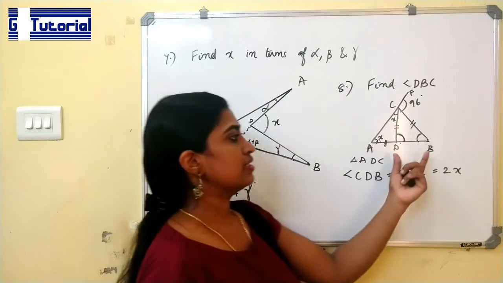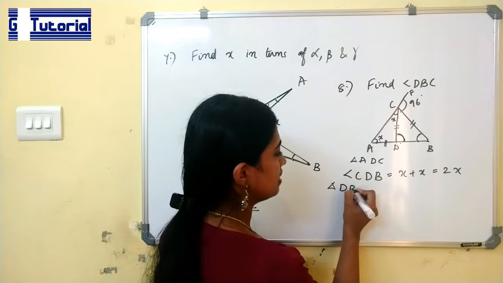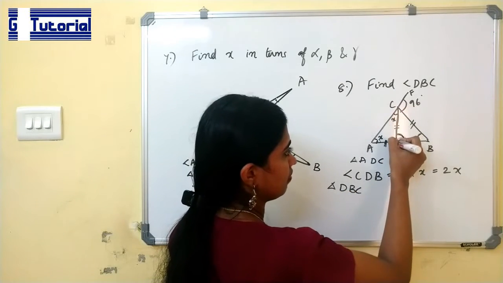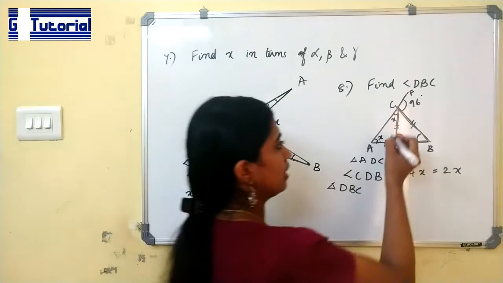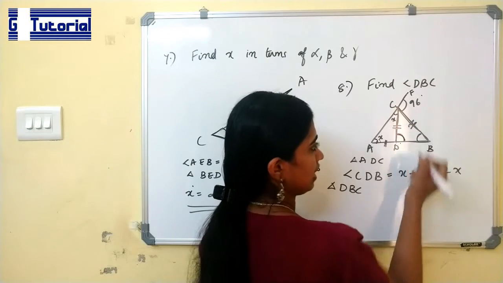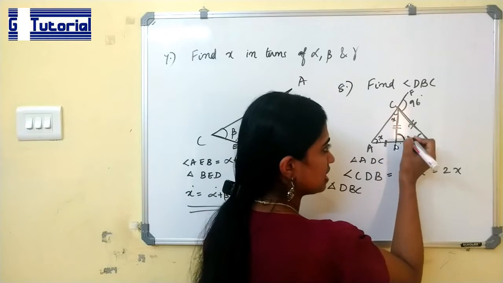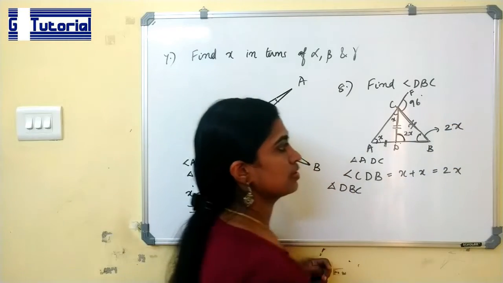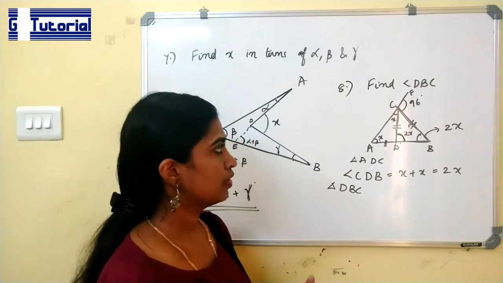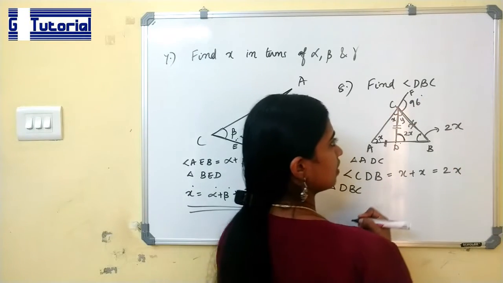And now we are considering this triangle only, that is triangle DBC. When we are considering this triangle, two sides are equal. CD and BC are equal. Angles opposite to those two equal sides are also equal. So if this is 2x, this angle will also be 2x. Let us name this angle as y.